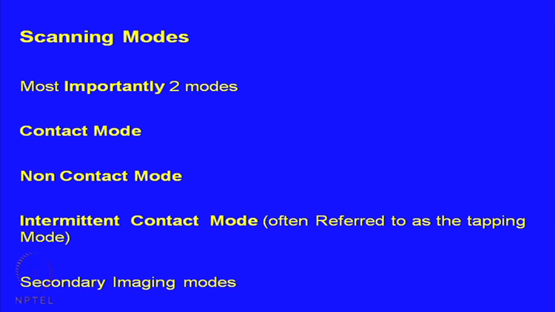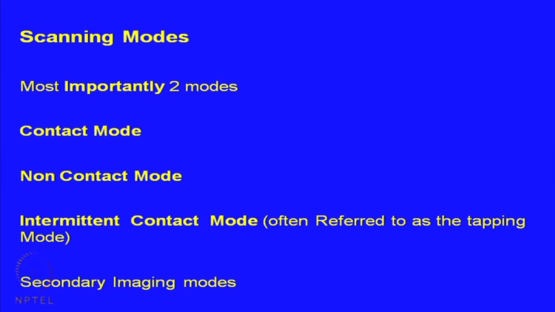But the more popular one is the intermittent contact mode, which is very popular and is often referred to as the tapping mode. But scientifically you should use the word intermittent contact mode, because tapping mode is a word which is sort of more of a trademark of one particular AFM manufacturer. But in many cases you will find that people are loosely using the word tapping mode, which is also perfectly fine. It refers to the mode of intermittent contact. And then we have the whole lot of secondary imaging modes, which we will also discuss some of them.